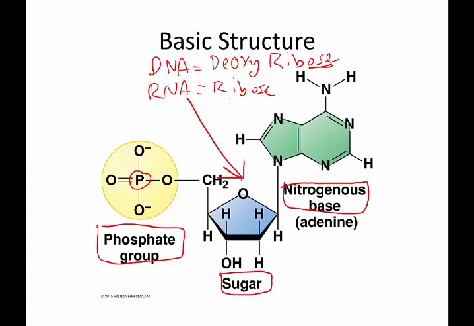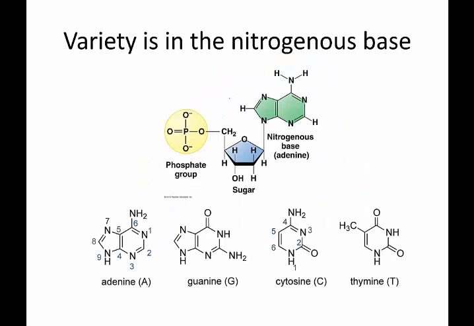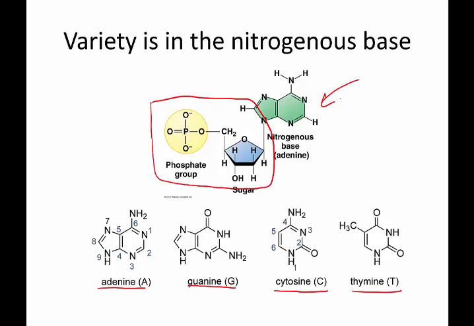And then lastly, we have a nitrogenous base. As we're going to see, the nitrogenous base is where we get most of the variety. So for DNA, there are four major nitrogenous bases. There's adenine, or A, guanine, or G, cytosine, or C, and thymine, or T. So essentially, for DNA, the sugar and phosphate group is going to be constant, and the nitrogenous base is going to be what changes.